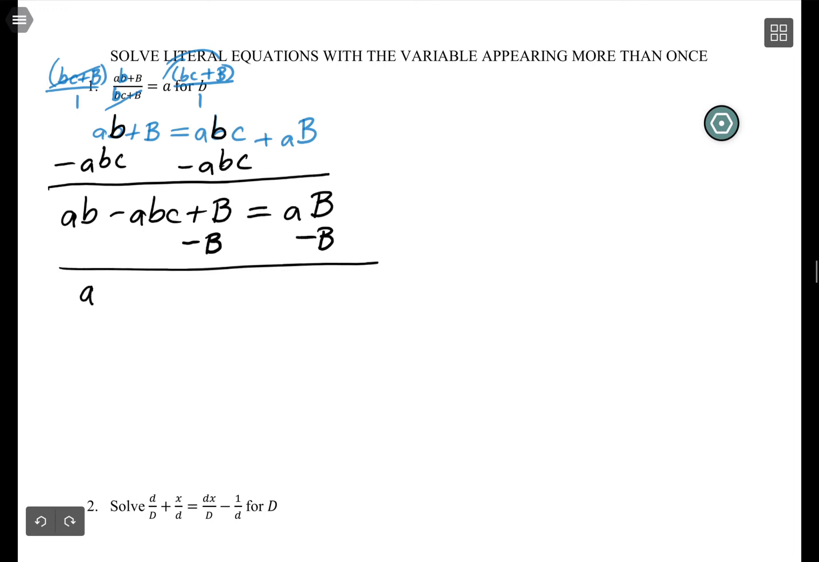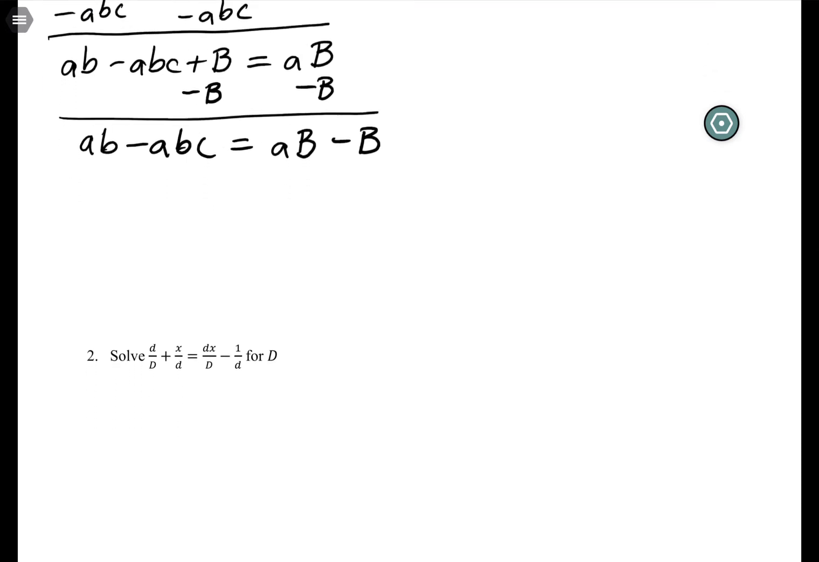So I have AB minus ABC equals A big B minus B. Again, not like terms, so don't try and combine those. Okay, so here's the trick. I've got the b's as isolated as I can.